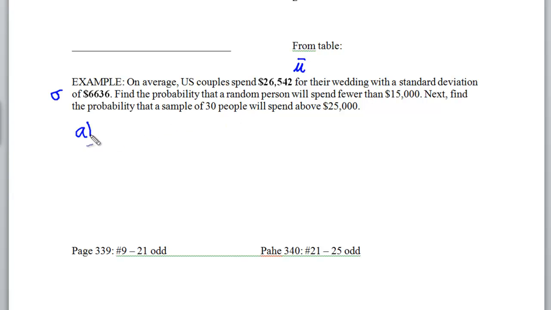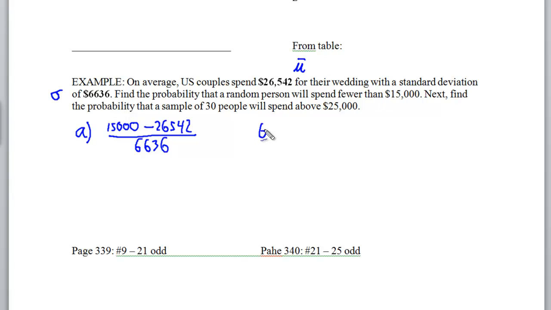All right, well, since we're looking at a random person, we're looking at $15,000 minus our average, 26,542, and we'll divide that by our standard deviation of 6,636. So that's for our first part of the problem. Find the probability that a random person will spend less than that.